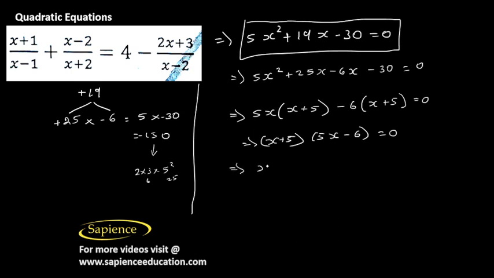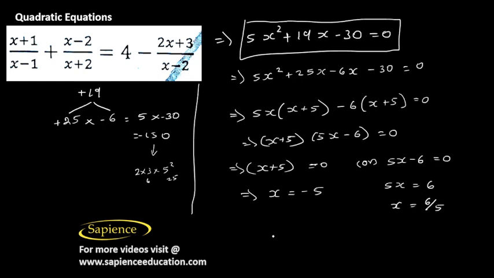This is true when either x plus 5 is equal to 0 or when 5x minus 6 is equal to 0. In this case, x plus 5 equal to 0 means x must be equal to minus 5, and in this case 5x must be equal to plus 6 and x must be equal to 6 by 5. Solution for this question is minus 5 and 6 by 5.